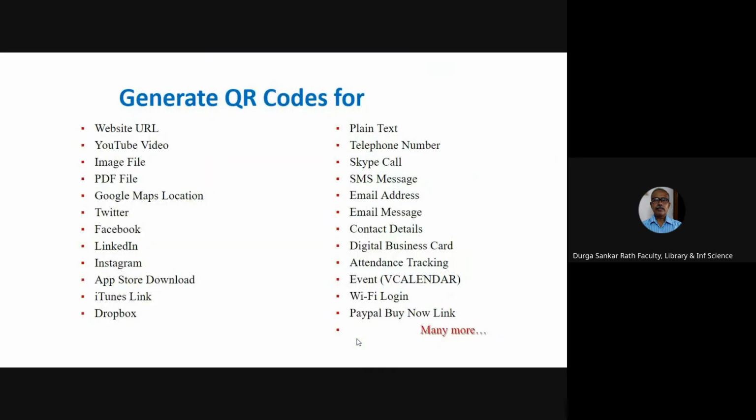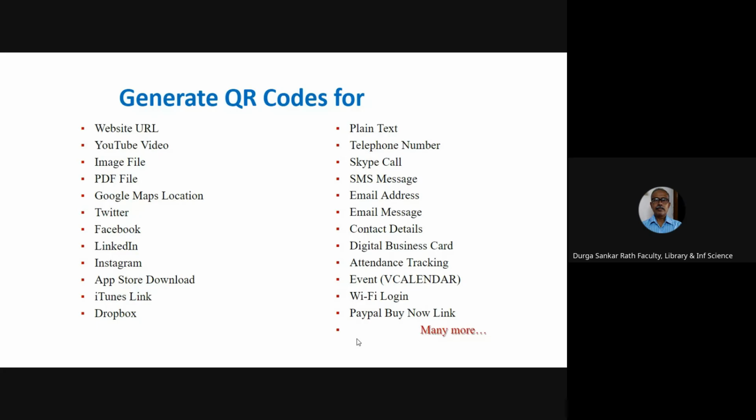QR codes can be generated from a website URL, because that is a unique address, a YouTube video, image file, PDF file, or Google Map location. The advantage is that all of us are moving with a mobile. If you take the image of it and scan it, automatically you will get much more information, which will provide us access to that particular PDF file, Google Maps location, Twitter, Facebook, LinkedIn, Instagram, and app store download. From there also you can get it.